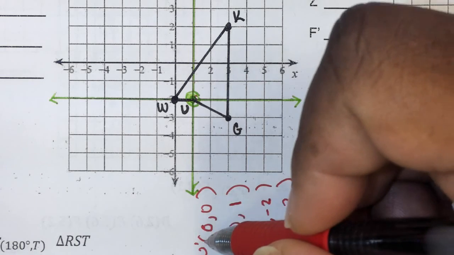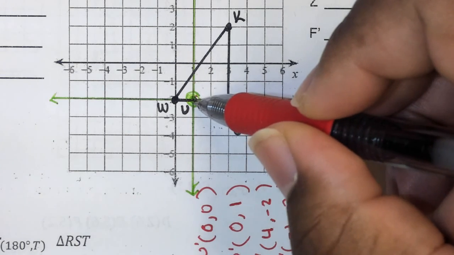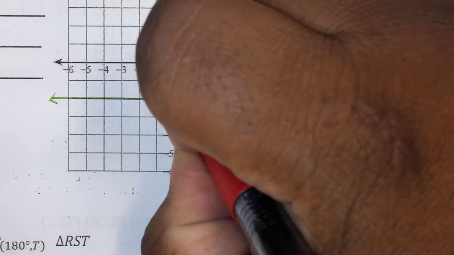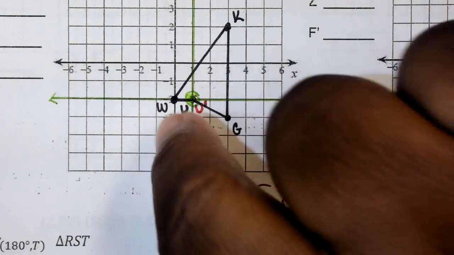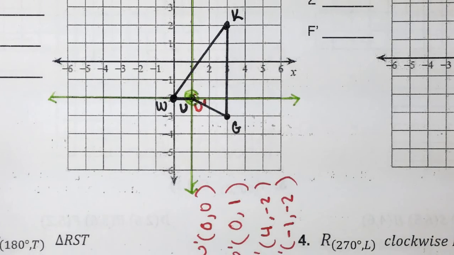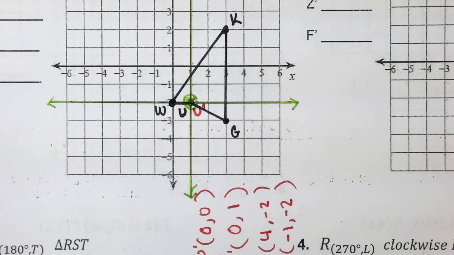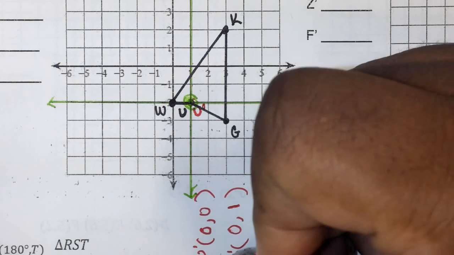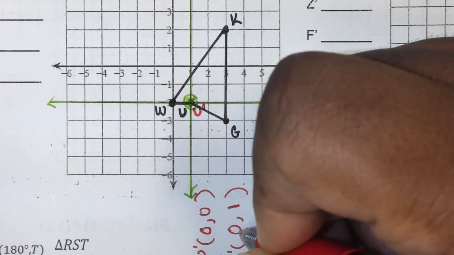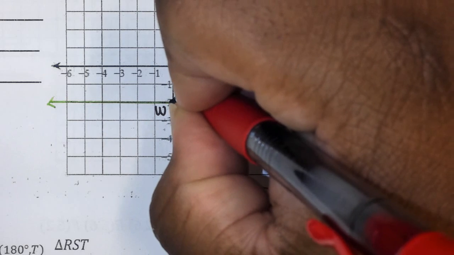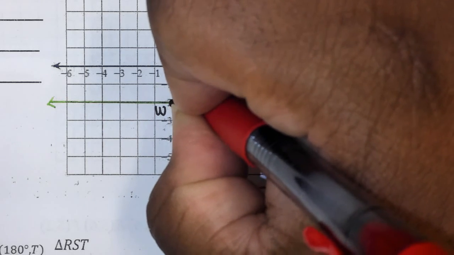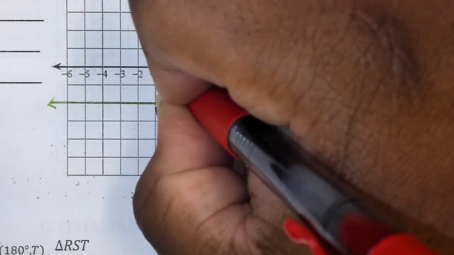Okay, I said U prime was 0, 0 away from the center of rotation, so it's right there. You just put U prime right next to your first U. It's going to be that point right there. It ain't going to change. W prime, from the center of rotation, that's 0, 1. 0, up 1, so that'll be this point right here. This will be my W prime.